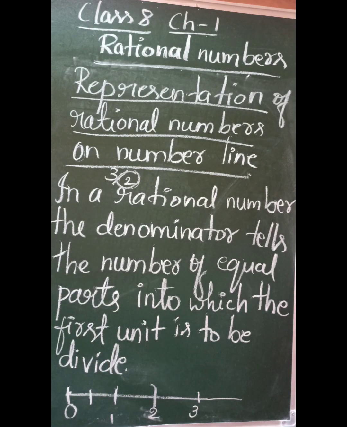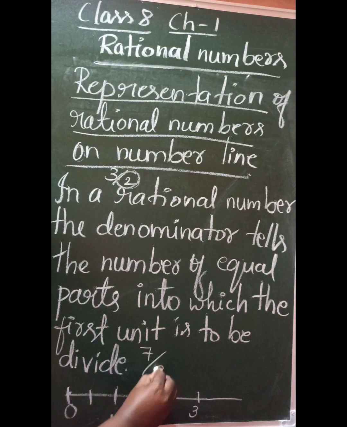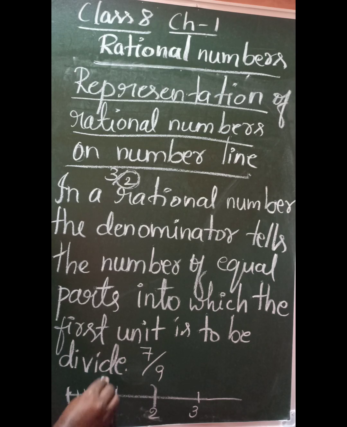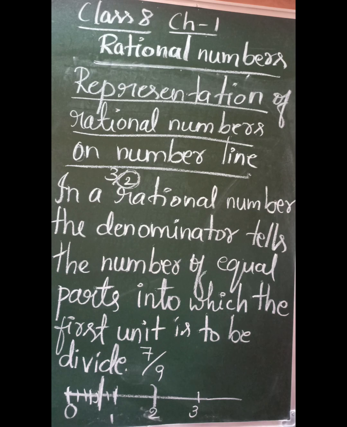Like that we have to consider the rational number. So if it is 5 by 6, 6 equal parts we have to consider in the first unit, then in that we have to choose the 5. If it is 7 by 9, 9 equal parts we have to make, then in that we have to choose the 7. Likewise, they may ask for natural number also, whole number also.